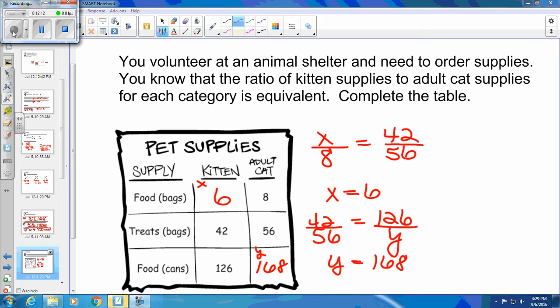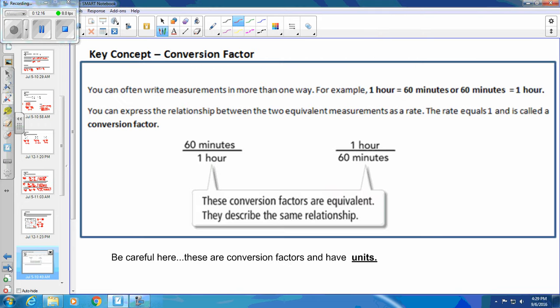Okay, so let's move into conversions. This is a major concept. When we have conversions, you can often write measurements in more than one way. For example, 1 hour is 60 minutes, or 60 minutes equals 1 hour.